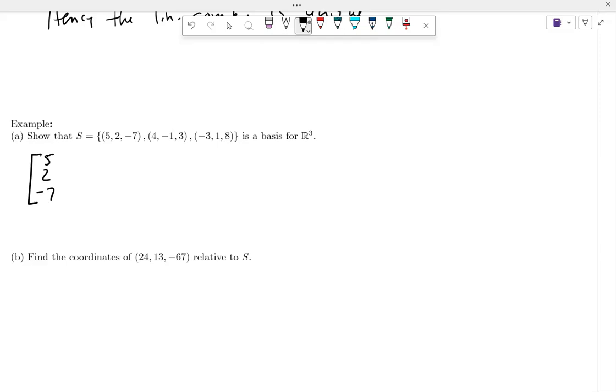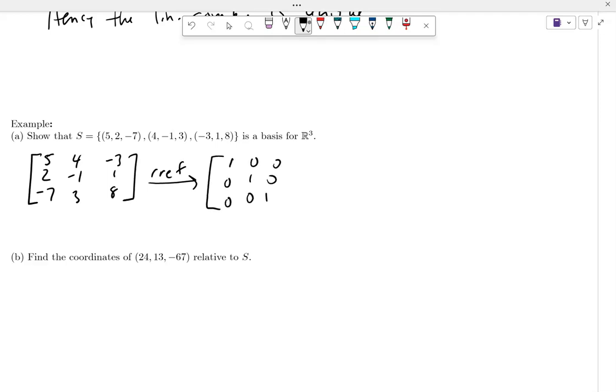Next one. Good. Second column. Next one is the third column, right? Now this one literally says show that it is a basis. It doesn't say determine whether it's a basis. So you can probably guess what's going to happen, right? You row reduce it. What should we see? The identity matrix. Fantastic. Good.